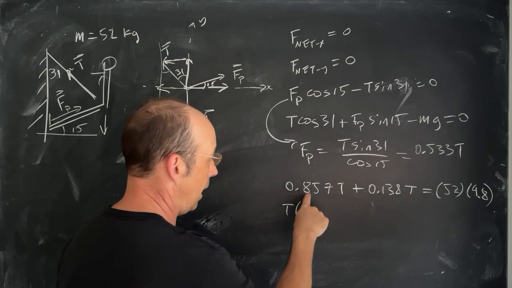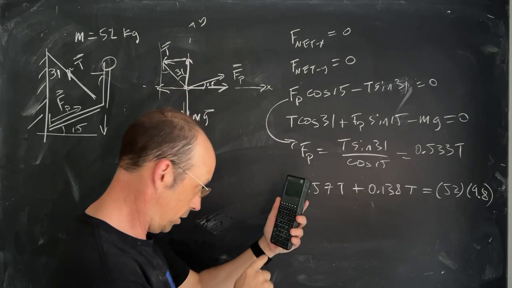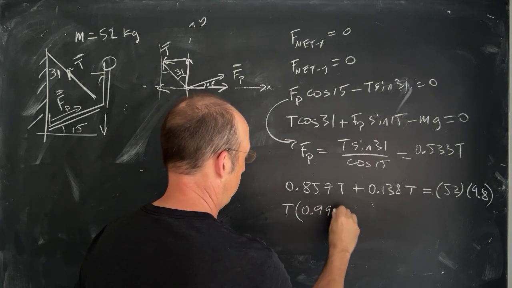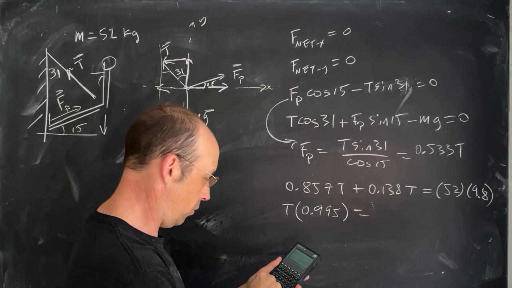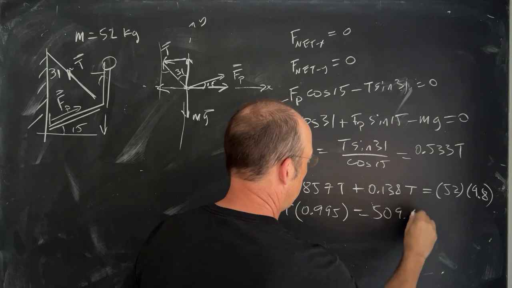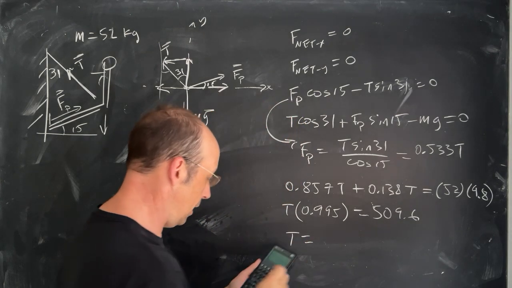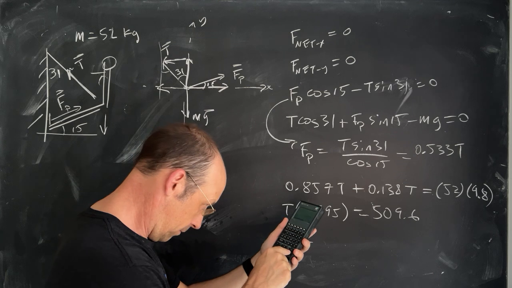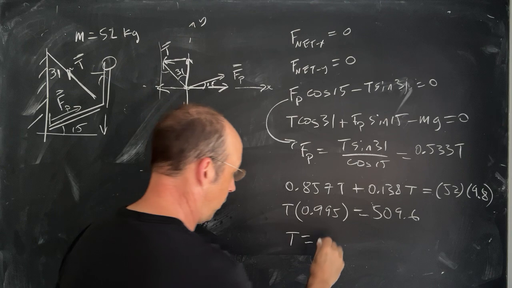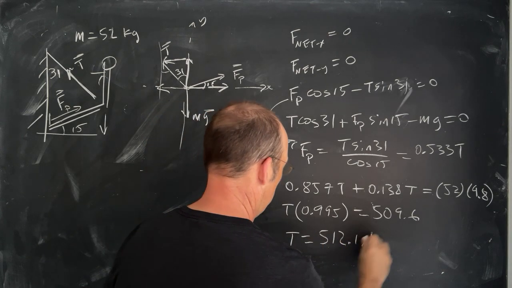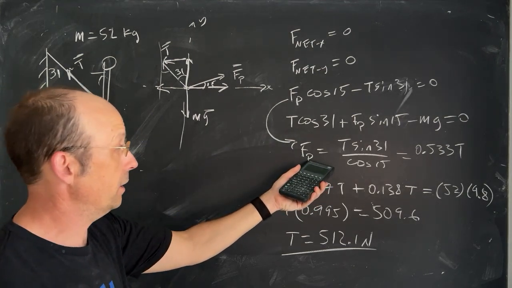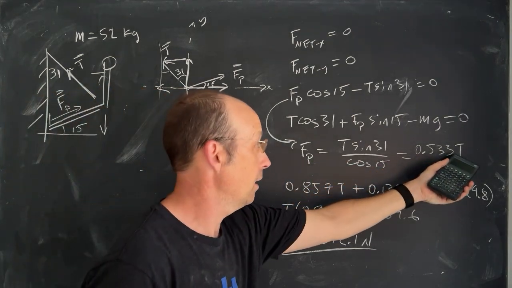So this is going to be t, I'm going to say 0.857 plus that, so plus 0.138, I get 0.995, equals 52 times 9.8, which is 509.6. Now I can divide both sides by that, and I get t equals 512.1. So I have t. Now I can find the push, because once I know t, I can plug in my value for t to find F push.